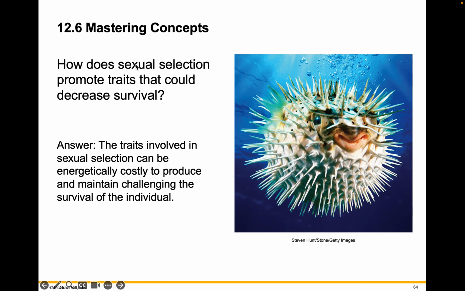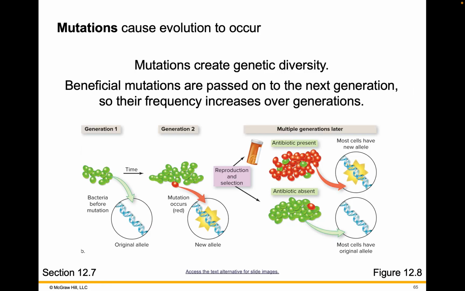All right, how does sexual selection promote traits that could decrease survival? Write down your thoughts here in your own words, please. All right, mutations cause evolution to occur. So mutations create new genetic diversity. Beneficial mutations are passed on to the next generation, so their frequency can increase.